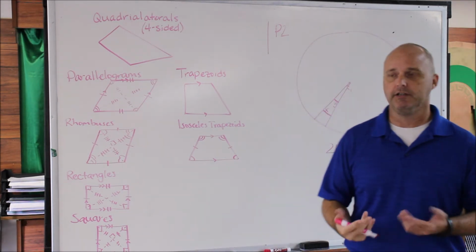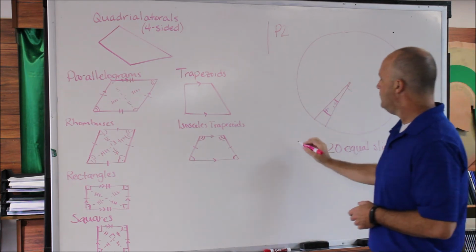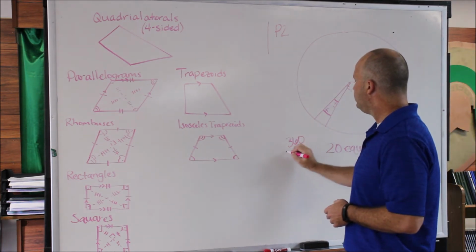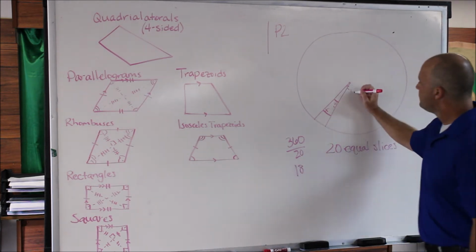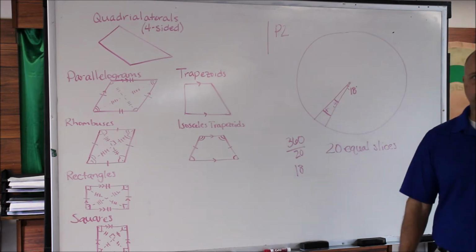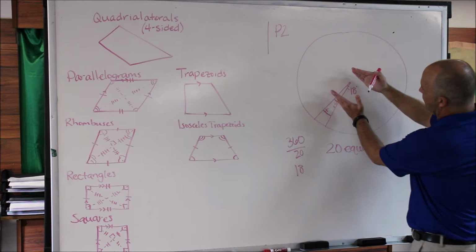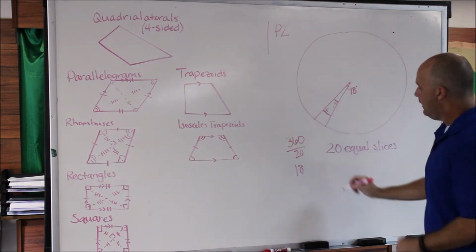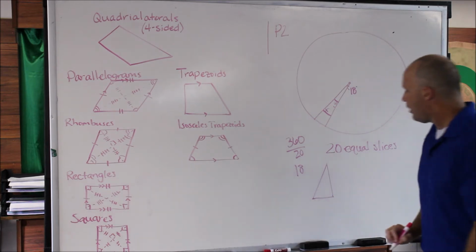There's 360. And if you're taking 360 degrees and dividing it equally by 20, we're going to do 360 divided by 20, which is going to give us 18 degrees. So this angle right here is going to be an 18-degree angle. Now that's going to be important because we can take this piece right here and say that is an isosceles triangle.